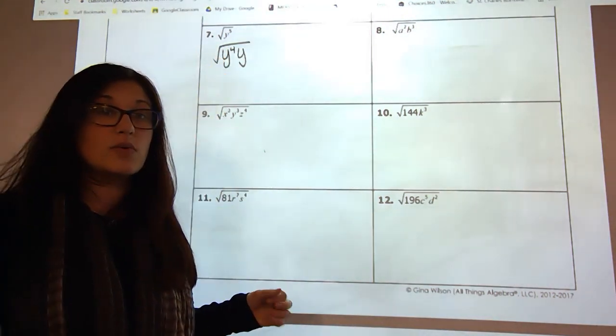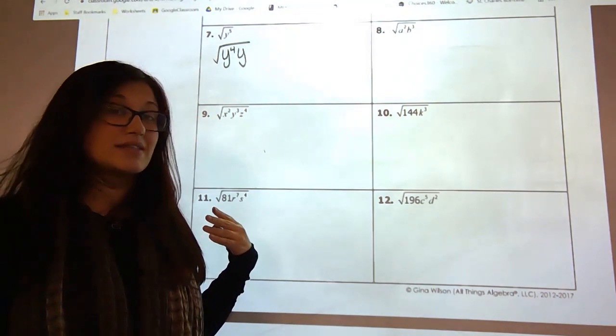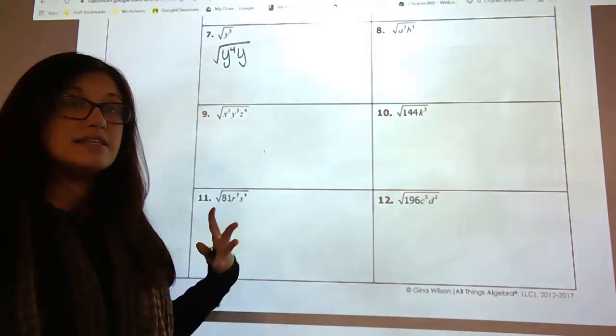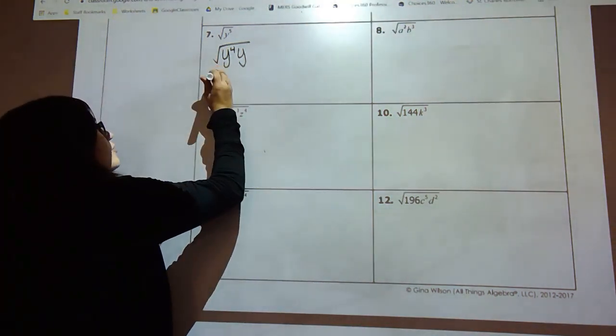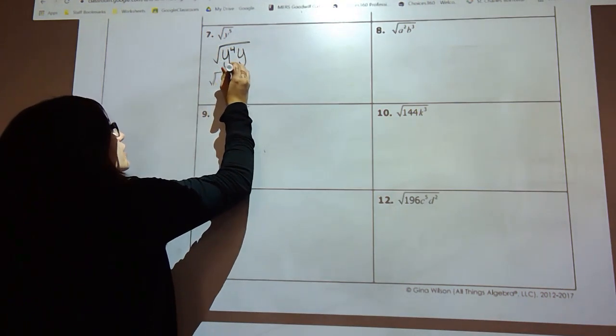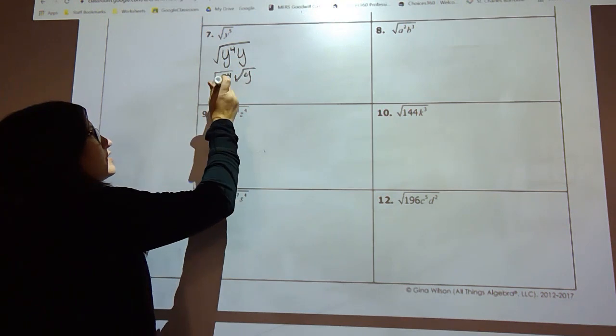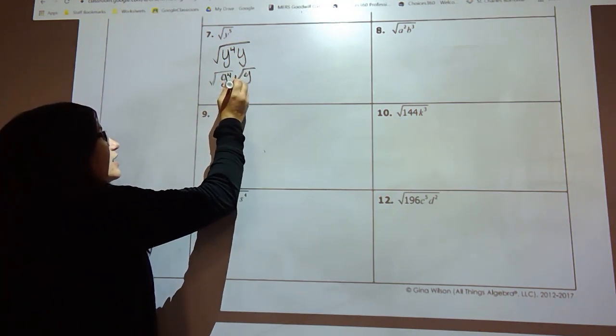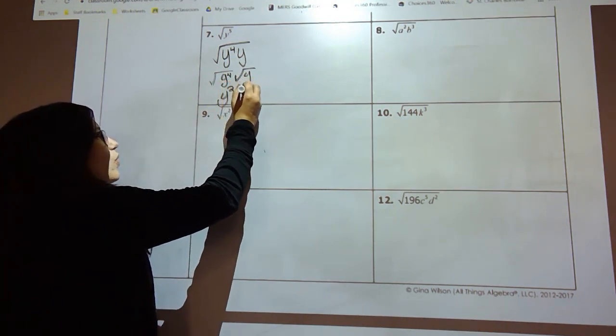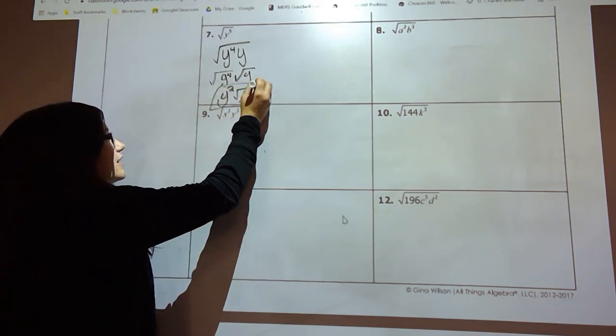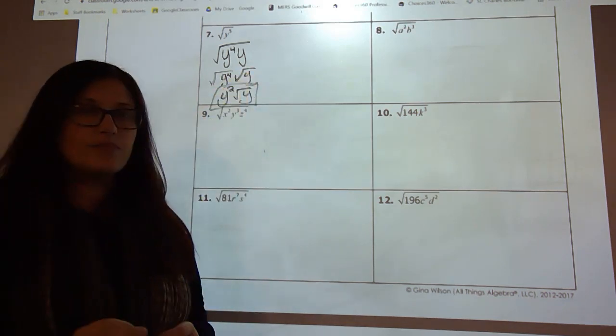What are some perfect squares? Y to the 2nd, y to the 4th, y to the 6th, y to the 8th, anything that's even. So now I can break it apart: I have the square root of y to the 4th times the square root of y. The square root of y to the 4th is just y squared, right? And I don't know what the square root of y is, so it stays in there.